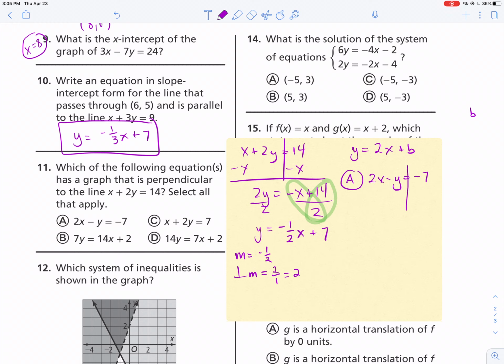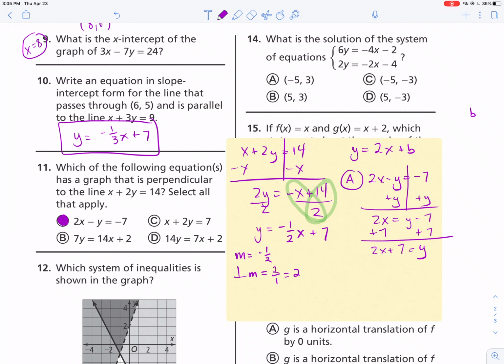Okay, so if I look at A as one of our options, I'm just going to rewrite it. I want to get the y by itself, so I want it to be positive. So for this one, I'm just going to add y to both sides. So I'll have 2x equals y minus 7, and I'm going to add 7, and I'm going to get 2x plus 7 equals y. So in that case, I have a slope of 2, so A works.